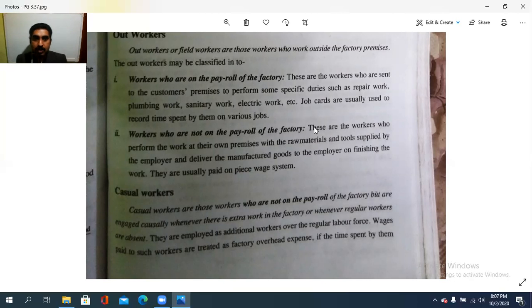The out workers may be classified into workers who are on the payroll of the factory and not on the payroll of the factory. അത് വളരെ എളുപ്പമാണ്. From the name itself, they are there in the payroll of the factory. They are the employees itself. Contract based ആണെങ്കിൽ അവർക്ക് ചിലപ്പോൾ പൈസ കൊടുക്കുന്നത് വേറെ ആൾക്കാരായിരിക്കും. They are not in the payroll of the factory. So just look into this.